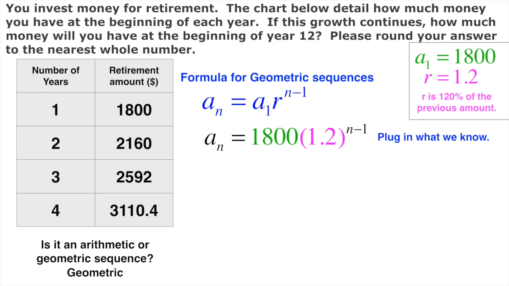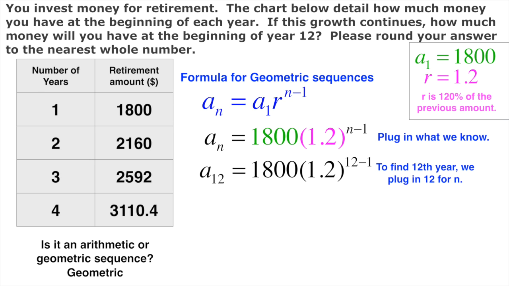So now I'm going to fill in the information that we know. 1800 is my first term. 1.2 is the common ratio. Now that I want to find the 12th year, all I need to do is plug in 12 for n, right here and way up top in this exponent. If you wanted to, you could just plug the right-hand side into your calculator and it'll spit out the answer for you. If you want to keep going down, you can too. That'll be fine. I simplify this one.